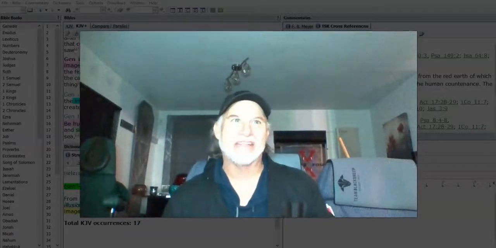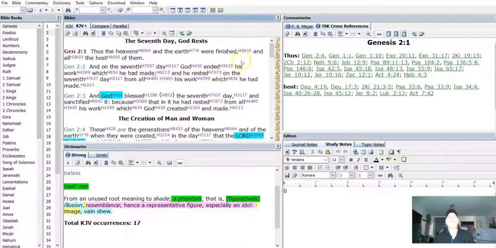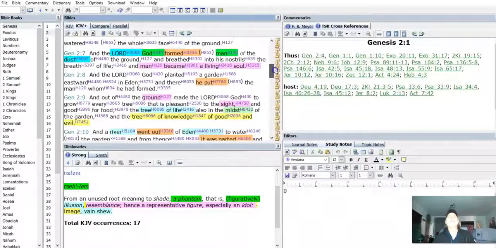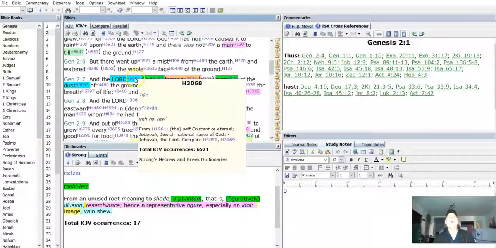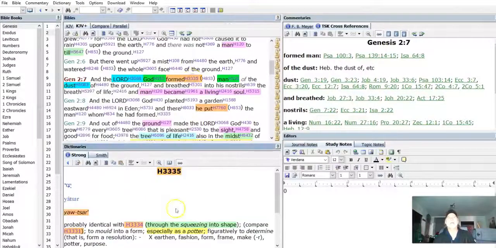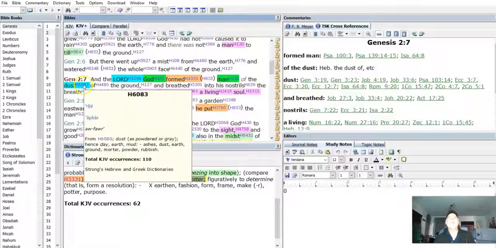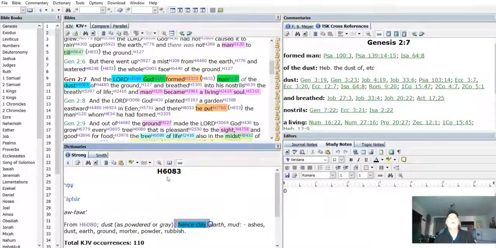Now watch, I'm going to prove it. Everything I say, I'm going to prove. The Lord just gave it to me tonight. I'm freaking out. Look at this. So Genesis 2. And the Lord, the self-existing eternal Jehovah God, formed. The word is yatzar, and it means through the idea of squeezing into shape, especially as a potter. See it? Formed, especially as a potter, man, Hebrew word 120, from the dust, but the word is clay. The word dust means powdered or gray, hence clay, mud, earth. But it says clay.